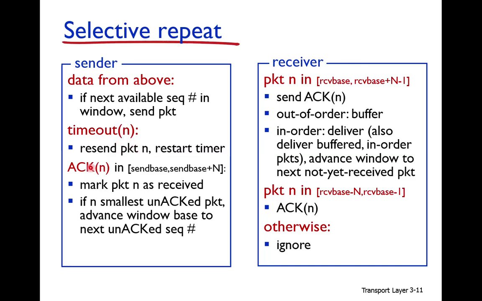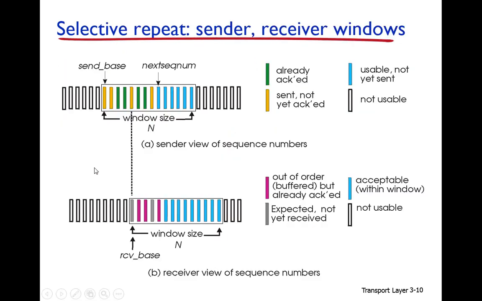And if acknowledgement number n is received, it means that only packet number n is acknowledged, so only the timer for packet number n is stopped, and only packet number n is marked as received. Marking packet number n as received means that its color will be green.